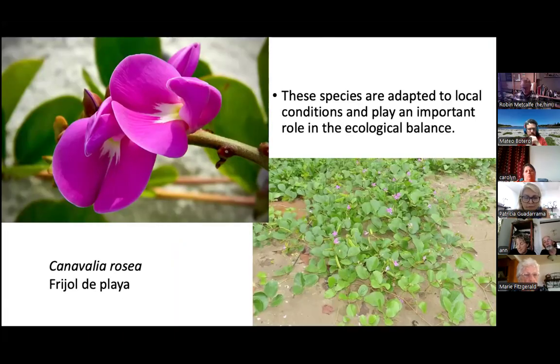And Canavalia rosea, the common name in Yucatan is frijol de playa, beach bean. These native species are adaptable to local conditions and play an important role in the ecological balance.